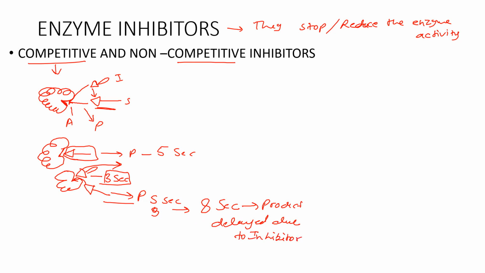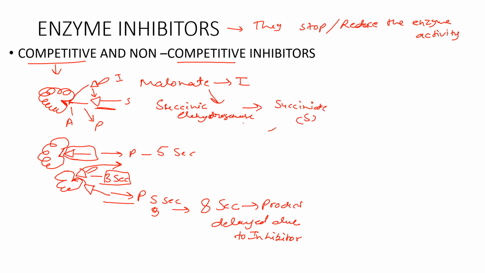An example is given in NCERT: malonate is an inhibitor which attaches to the succinic dehydrogenase enzyme and stops the succinate from attaching to the enzyme. What is succinate? It is the substrate. That's how the inhibitor delays the enzymatic action.